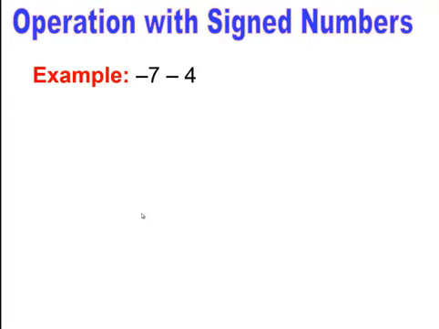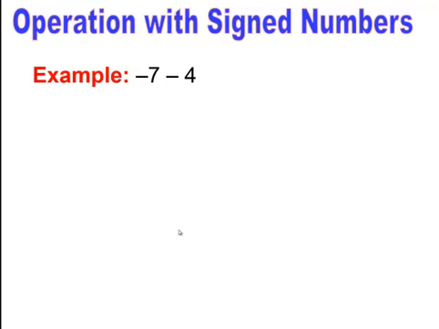Now this is the case where it's a subtraction. You look at this and you think it's a subtraction problem, but because I have a -7 and I have -4, and negative and minus mean the same thing, I end up having two negatives here that I'm adding together.